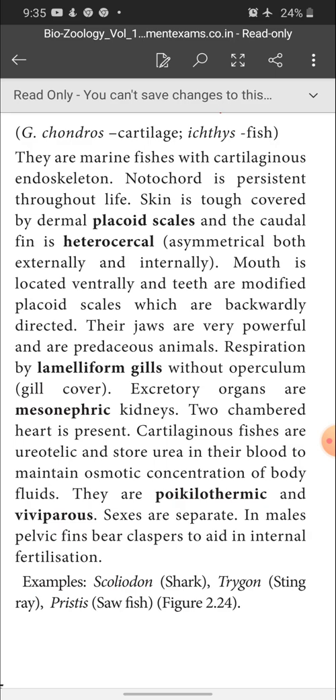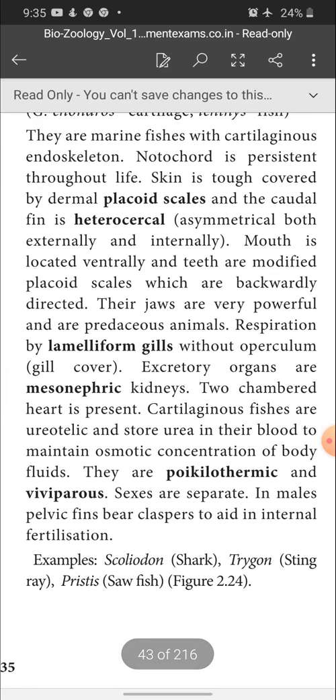Respiration by lamelliform gills without operculum. What is meant by lamelliform gills? See, in osteichthyes fishes, the gills are present in the pharynx. Here also the gills are present in the pharyngeal region only.